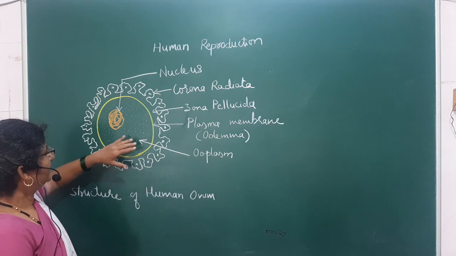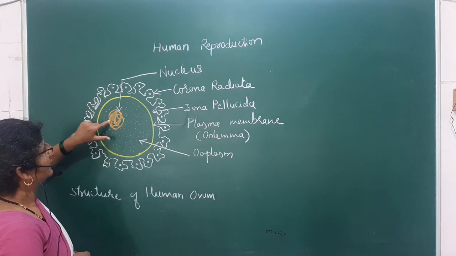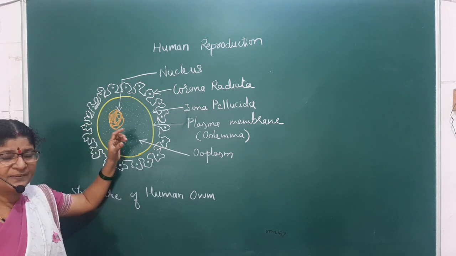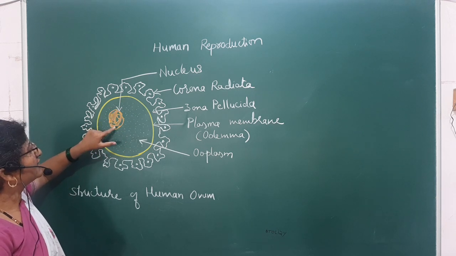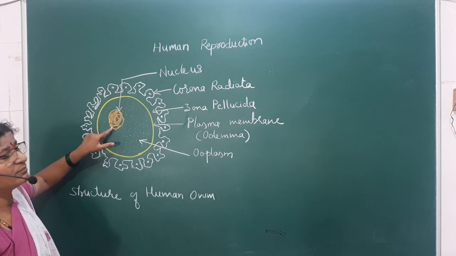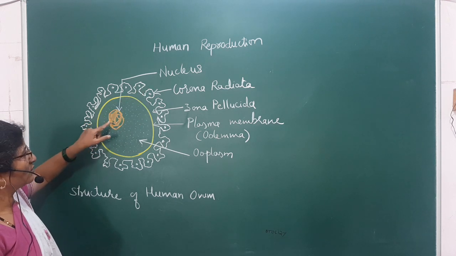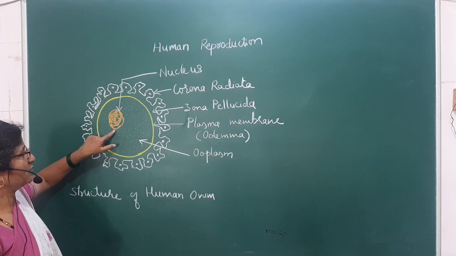And then in the cytoplasm, you will see the nucleus. The nucleus is not present in the center. It is present towards one side, which is called eccentric. The nucleus is vesicular, so it is called the germinal vesicle, which contains the maternal chromosomes.